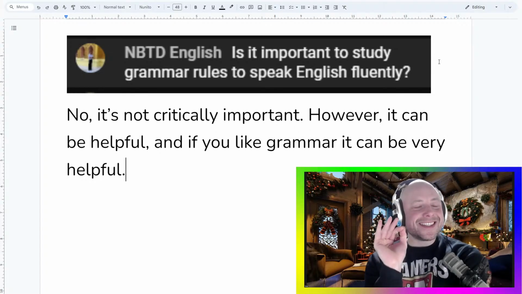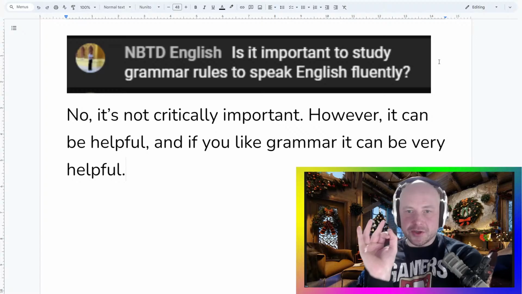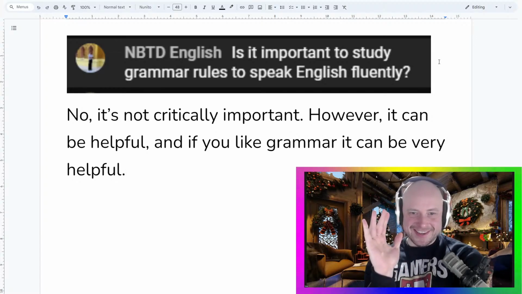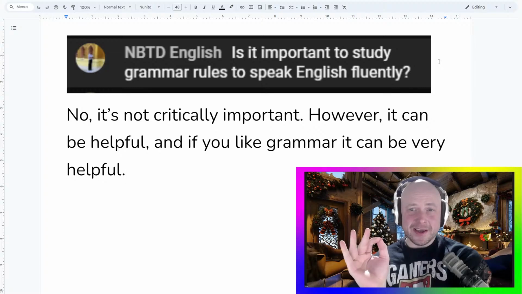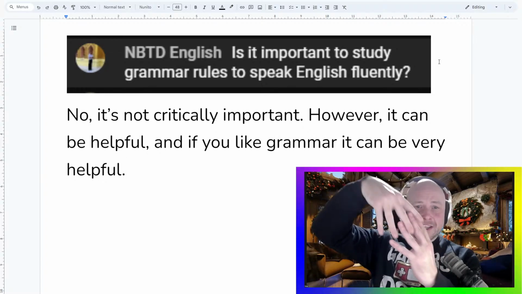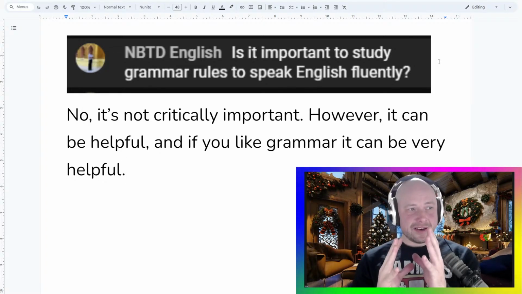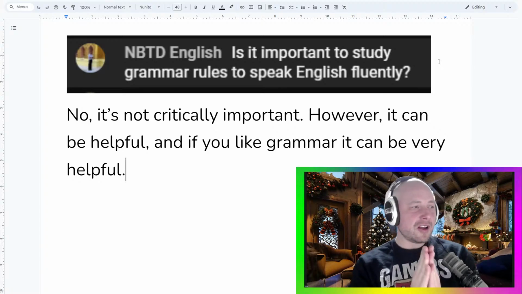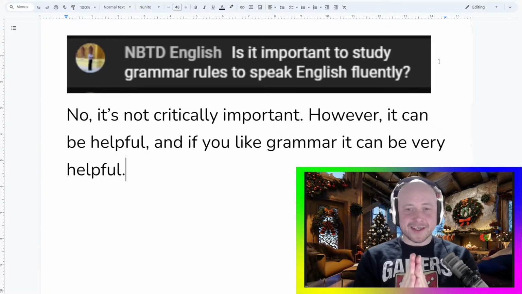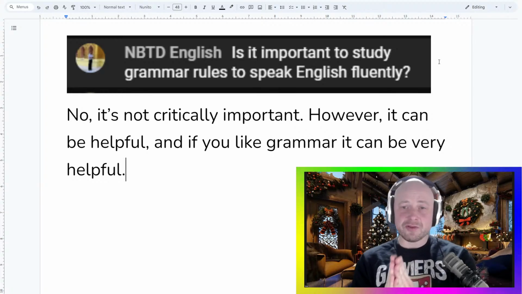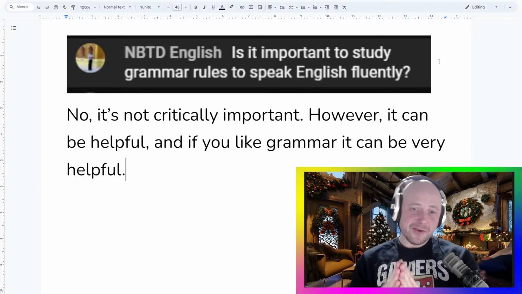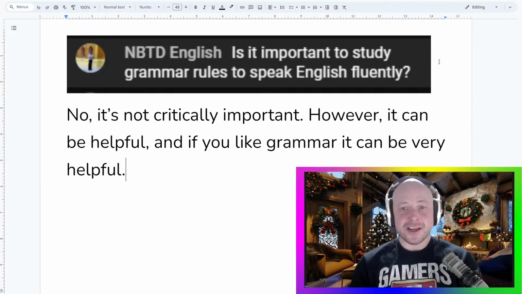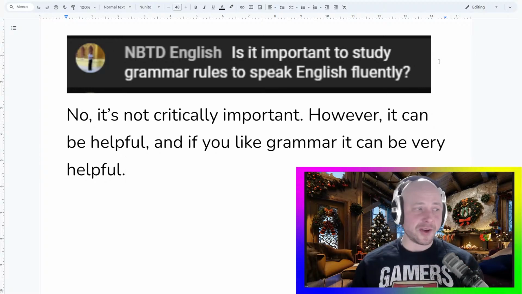And grammar is certainly not as useful as lots of people think it is, especially for fluency. Because actually, the relationship between fluency and grammar is quite weak. There are lots of things that are more related to fluency rather than grammar, right? For example, connected speech, natural pronunciation. That's much more important for fluency.